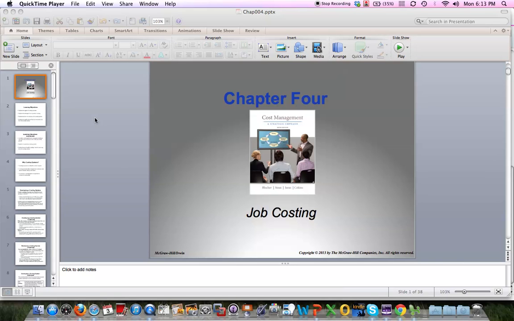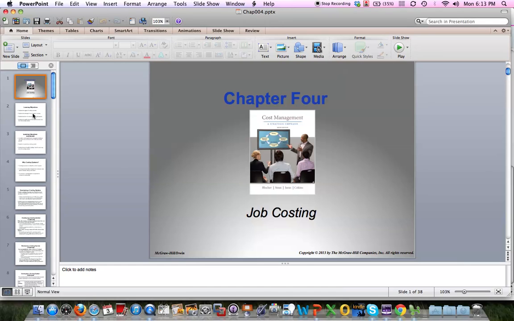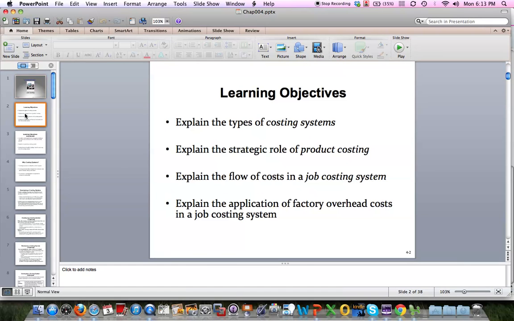Well, let's go ahead and talk about Chapter 4. Turn to page 97 of your book. We're going to talk about job costing. And as you can see here, with the learning objectives, we're going to talk about costing systems, some different types of them.